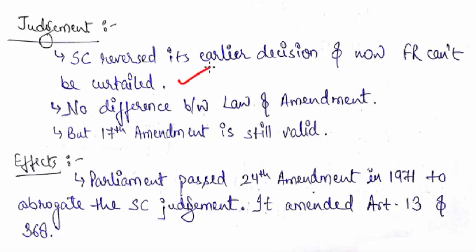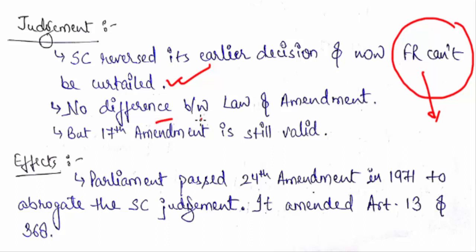The Supreme Court reversed its earlier decision of the Shankari Prasad case, and now fundamental rights cannot be curtailed, right? Remember this point. This is the main point of the whole Golaknath case, that the Supreme Court says you cannot curtail fundamental rights. Then the Supreme Court also reversed its previous decision and said that there is no difference between law and amendment, and the 17th Amendment is still valid. So they hold that the 17th Amendment is still valid, and therefore the law put under the 9th Schedule is still valid, and therefore the land will be taken from the Golaknath brothers and distributed to the workers in the field, right?